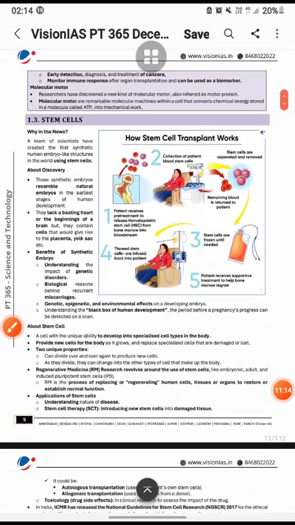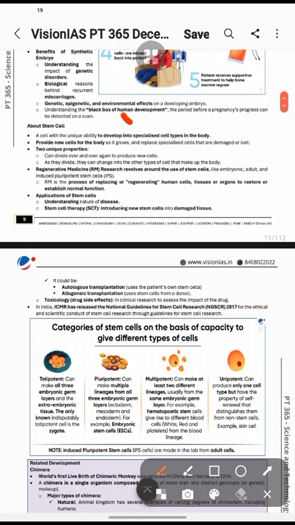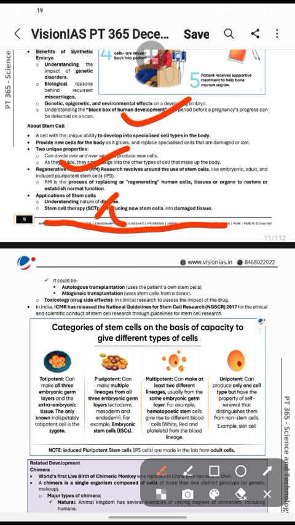So stem cells develop into specialized cells and provide new cells to the body. Regenerative medicine research revolves around the use of stem cells, regenerating human cells, tissues or organs that were damaged, understanding the disease, and stem cell therapy. So the autologous transplantation, allogeneic transplantation, and toxicology.